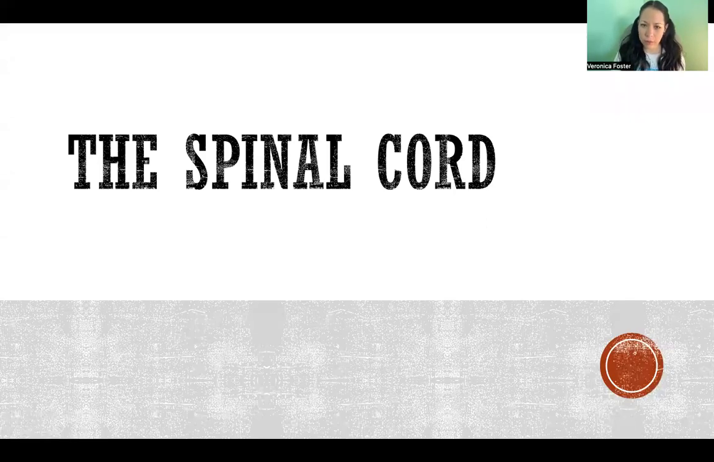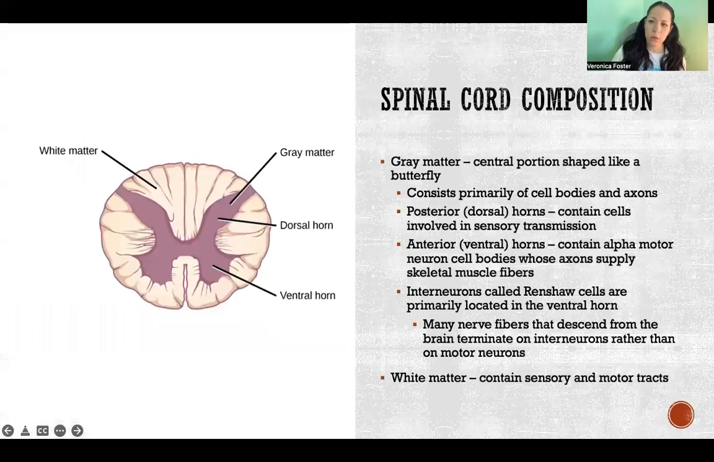Hello, in this video, I'm going to talk about the spinal cord. I'm going to focus specifically on the tracts of the spinal cord rather than gross anatomy. So the spinal cord includes gray matter and white matter. The gray matter is this central portion that looks kind of like a butterfly, and the white matter is this outside portion, the superficial portion.